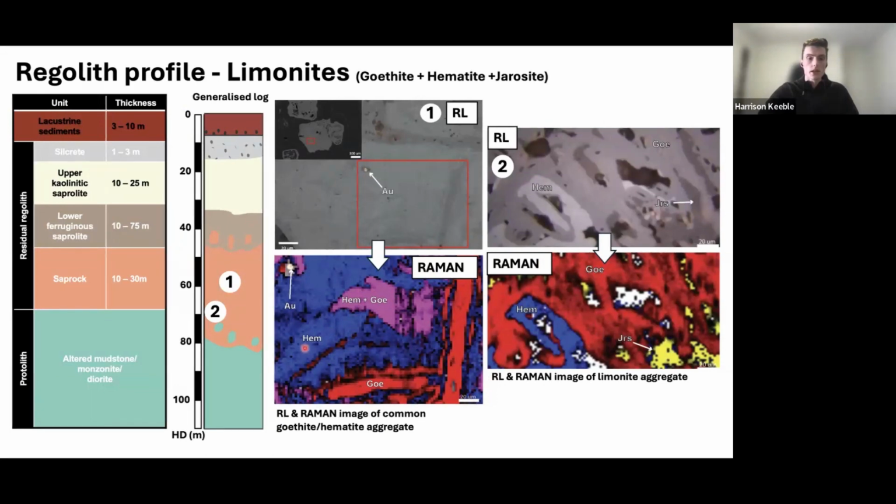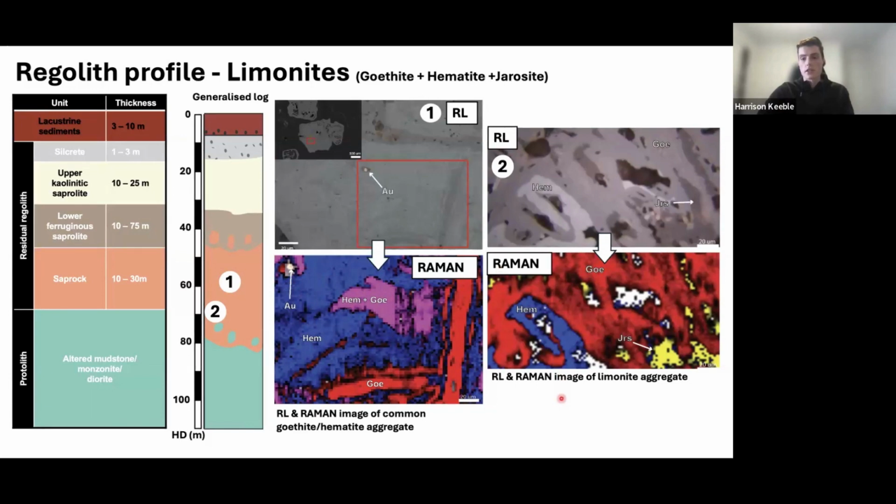In the blue here, you can see we have hematite, in the red, goethite, and in the purple, sort of magenta color, you can see a hematite and goethite mixture. This was really vital in the initial stages of the work to figure out exactly which minerals were associated with the gold. You can see here a visible gold grain, and I really wanted to know what this gold grain was within.